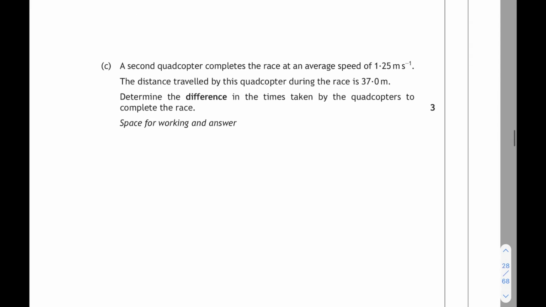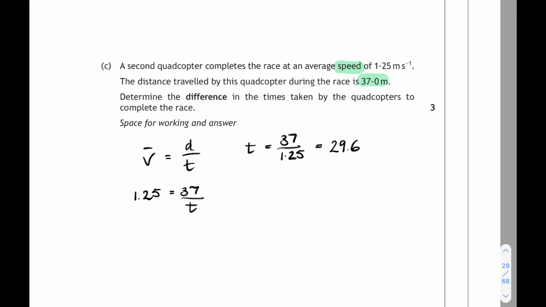Part C. A second quadcopter completes the race at an average speed of 1.25 metres per second. The distance this one travels is 37 metres, and we've to determine the difference in the times taken between the two quadcopters. So let's do average speed equals distance over time for the second quadcopter. Its average speed was 1.25, it covered 37 metres. So let's rearrange that and work out the time. 37 over 1.25 is 29.6 seconds.